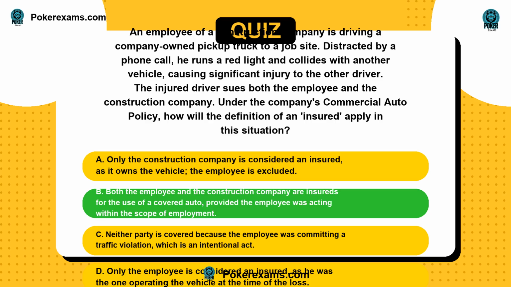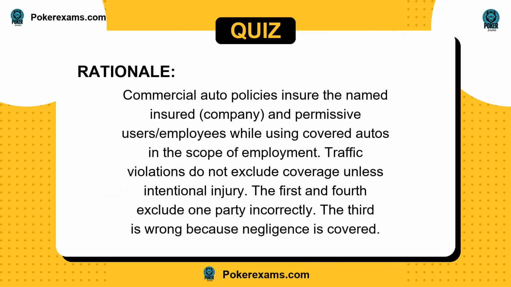The answer is B. Commercial auto policies insure the named insured, company, and permissive users/employees while using covered autos in the scope of employment. Traffic violations do not exclude coverage unless intentional injury. The first and fourth exclude one party incorrectly. The third is wrong because negligence is covered.